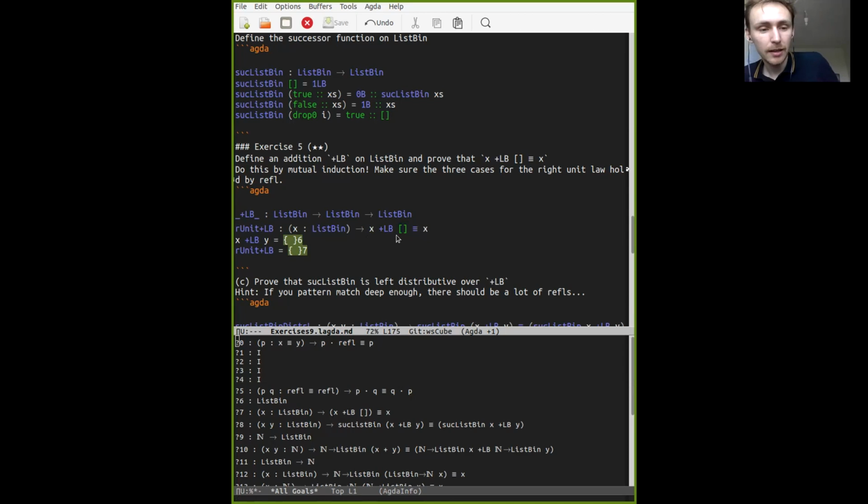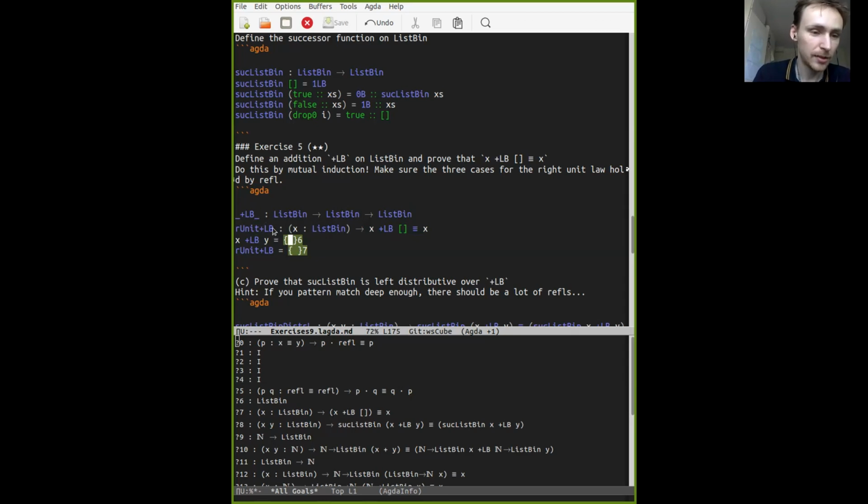Turns out that you kind of have to do this mutually. So by mutual induction. To get mutual induction in Agda, you just write the two definitions you want, and then you write the two constructors directly after each other. So the right unit law shouldn't be hard. I promise you, it's going to be REFL everywhere. But we still need to do this mutually to get this to work. At least I had to.